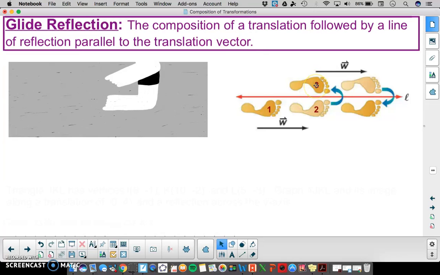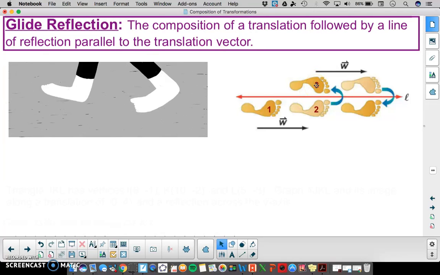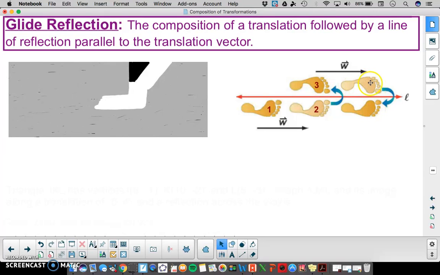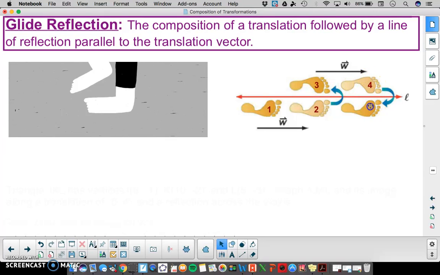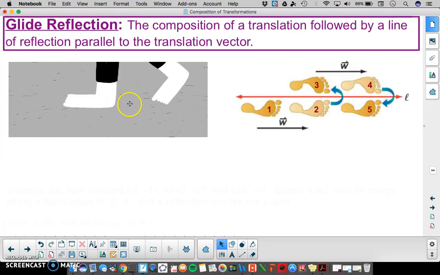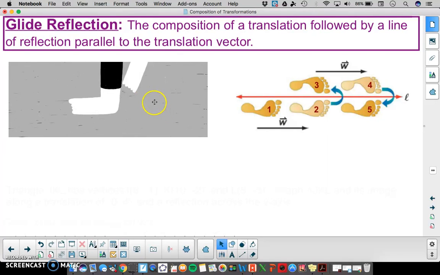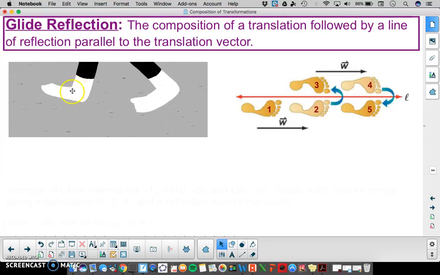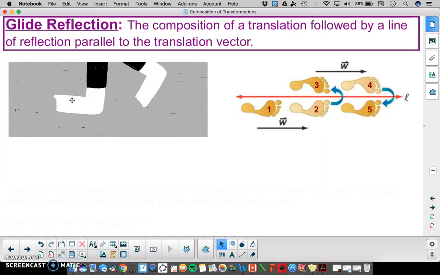We could take another step and we would glide that foot along and then reflect it across. So we get from 4 to 5. We can kind of see that in motion in this GIF over here. As he picks up the foot, he's gliding that foot, and then when the other foot presses the ground, that's the reflection.